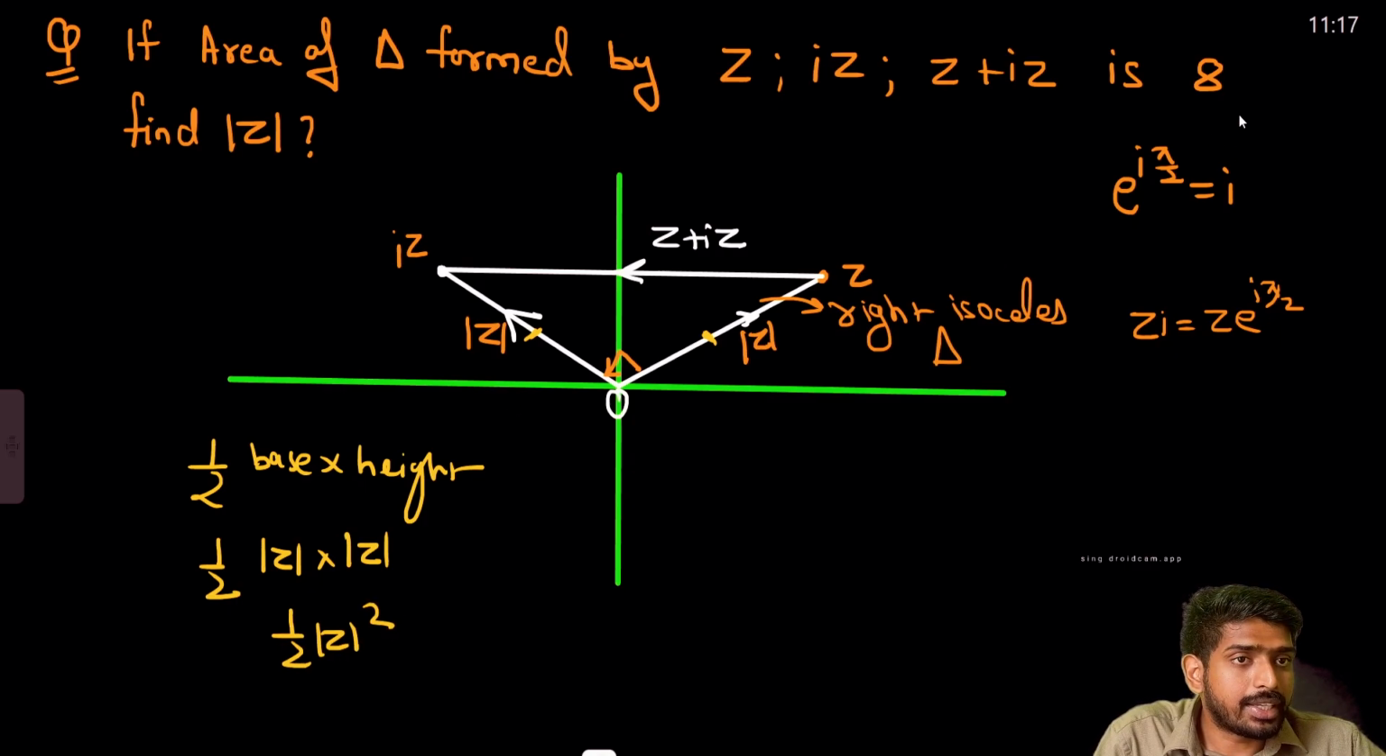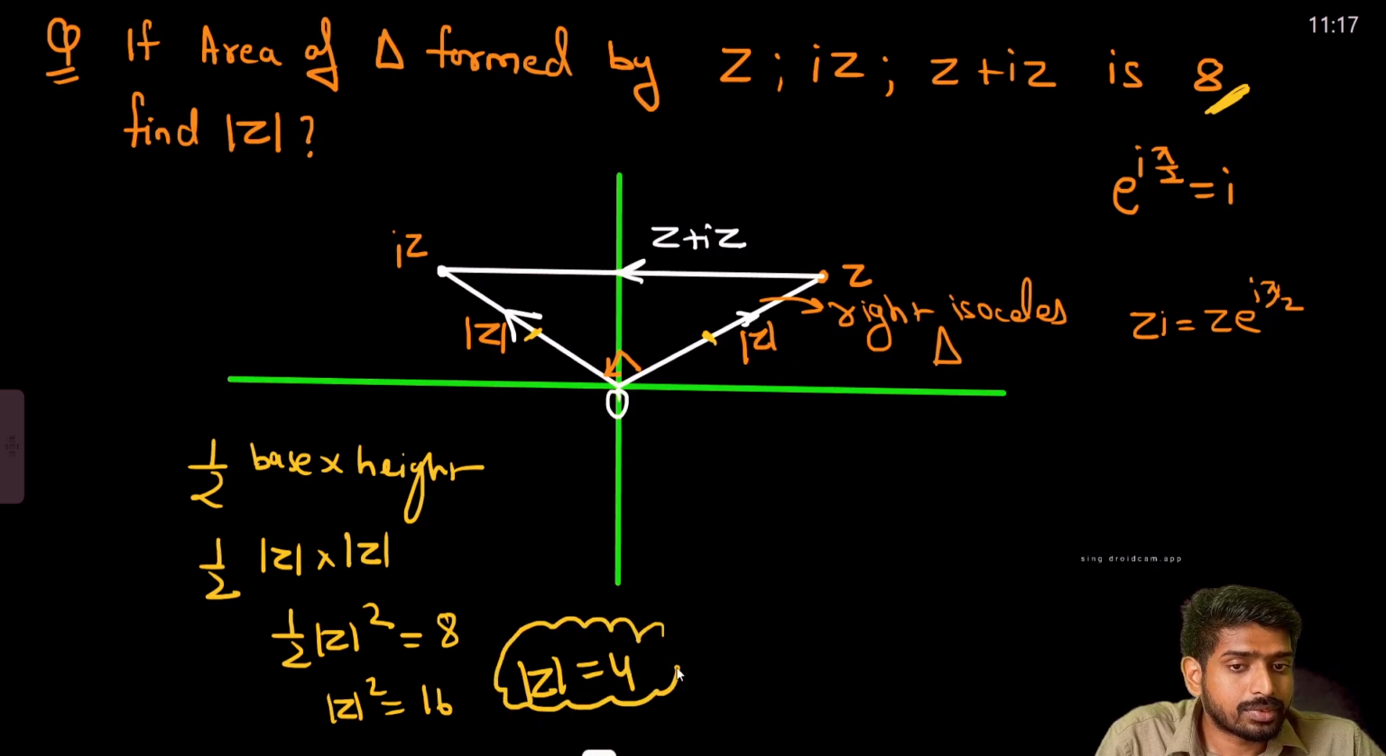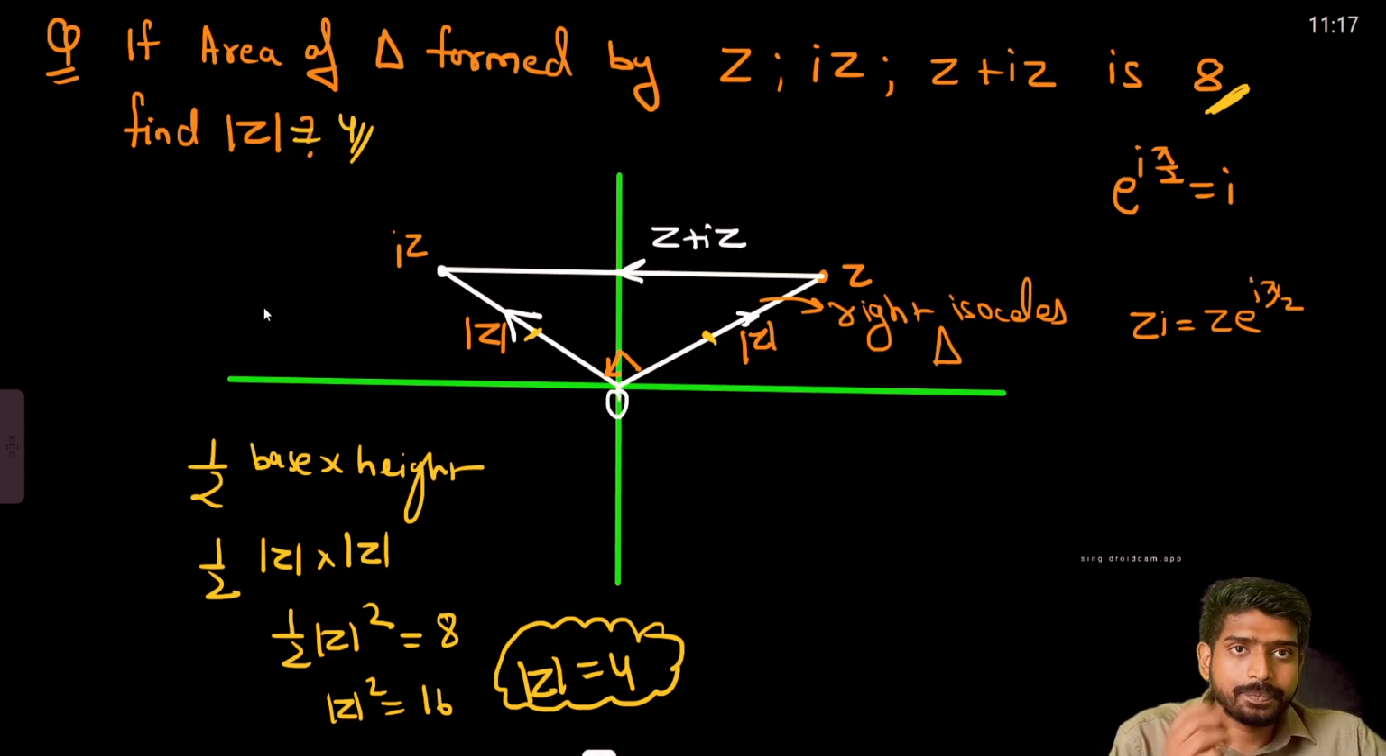And what they gave, the area is 8 square units, right? So the area will be 8. From here we can say that modulus of z square is 16, or modulus of z is 4. Modulus of z is 4. Got it?